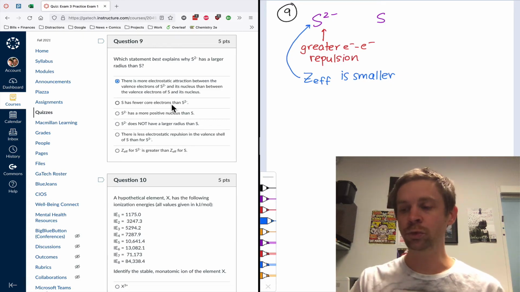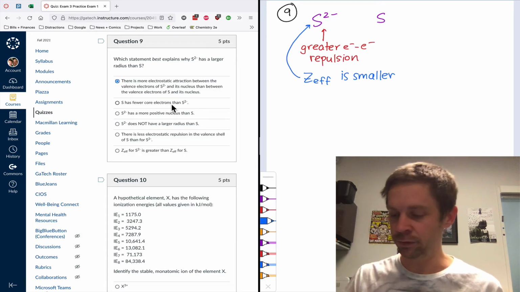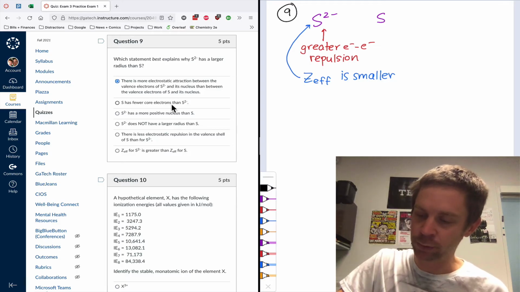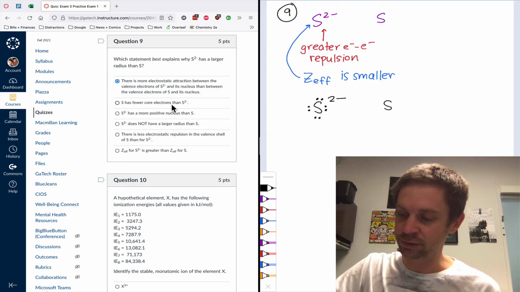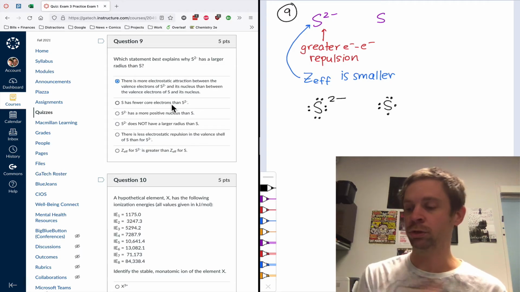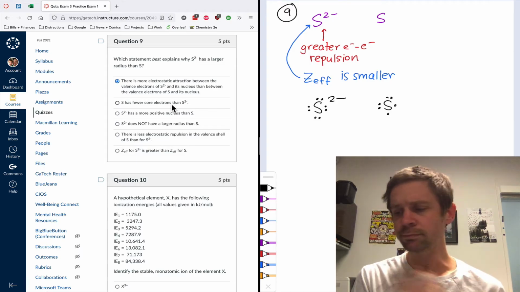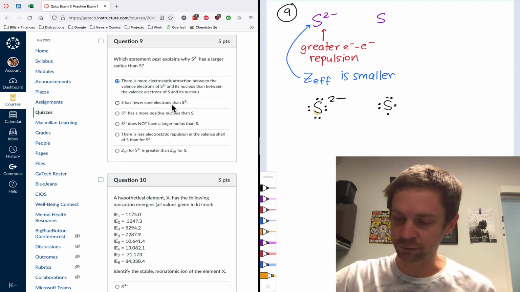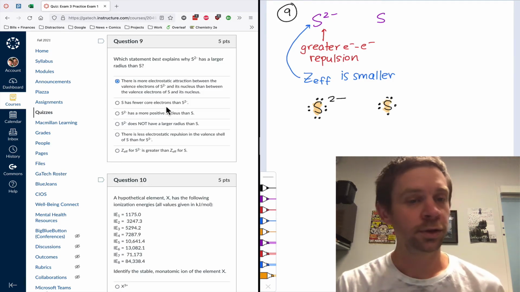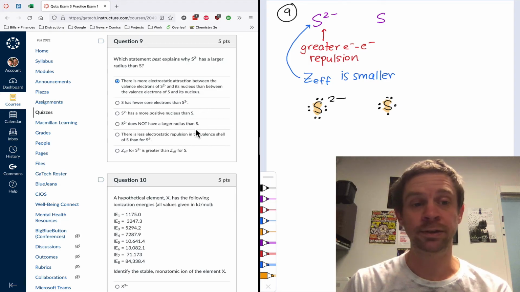S has fewer core electrons than S2-. Also false. The new electrons in S2- get added to the valence shell. This is a bit behind where we are in lecture right now, but if we were to draw Lewis symbols for these two species, S2- would look like this with 8 valence electrons, and neutral S would look like this with 6 valence electrons. And clearly the number of core electrons is the same in both of these. The number of core electrons is really built into the atomic symbol, S. So the number of core electrons is equal in the two species.